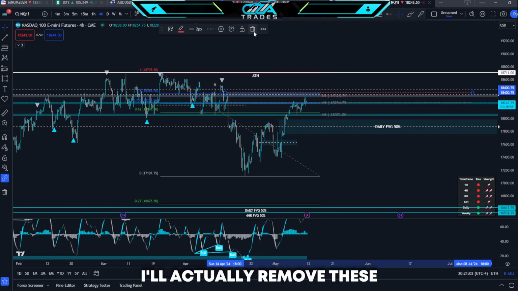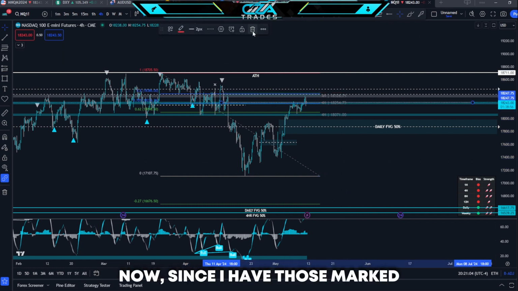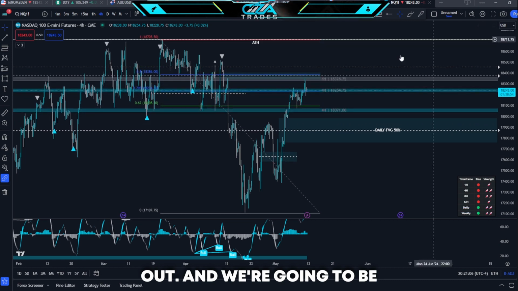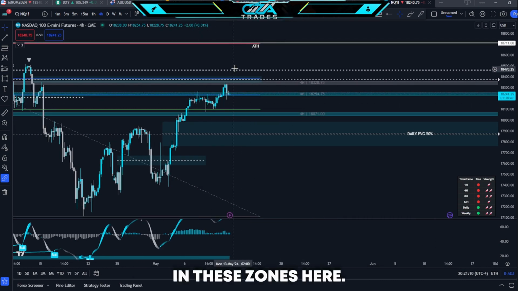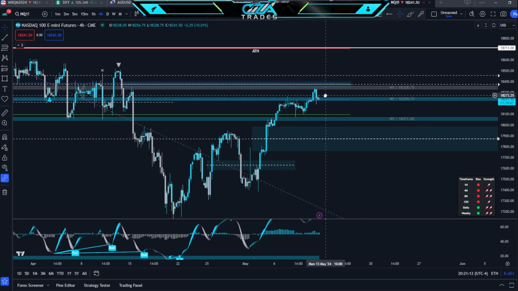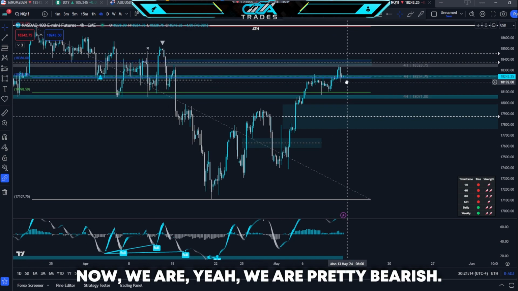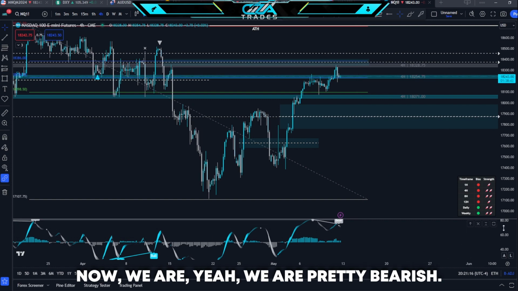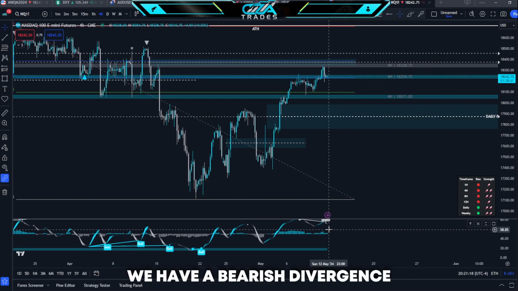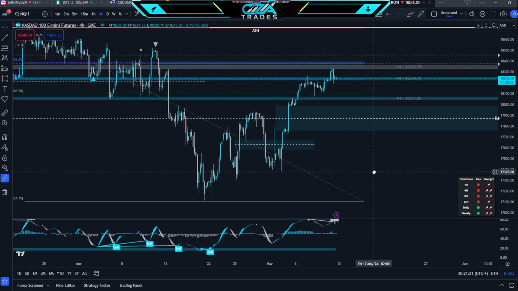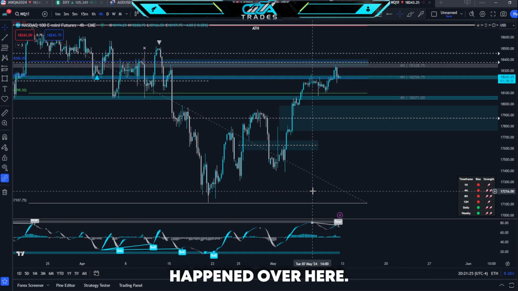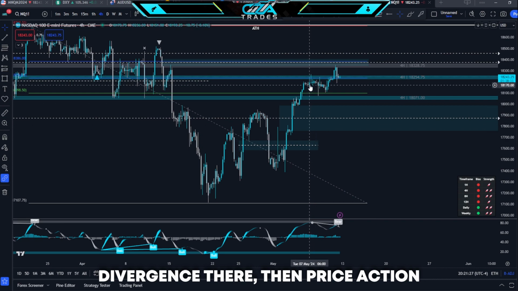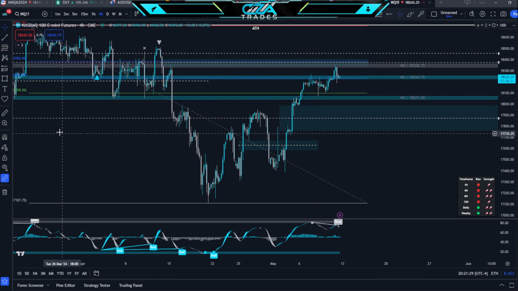I'll actually remove these now since I have those marked out. And we're going to be looking for bearish entries in these zones here. Now we are pretty bearish. We have a bearish divergence here that just printed out. I wouldn't say blindly get into it, but check out what happened over here, right? You had a bearish divergence there, then price action dumped right over there.